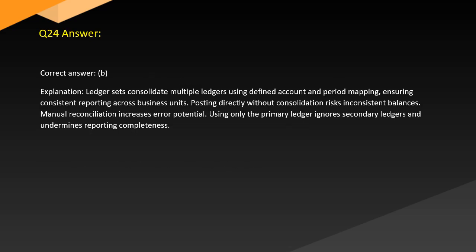Answer. Correct answer: B. Explanation. Ledger sets consolidate multiple ledgers using defined account and period mapping, ensuring consistent reporting across business units. Posting directly without consolidation risks inconsistent balances. Manual reconciliation increases error potential. Using only the primary ledger ignores secondary ledgers and undermines reporting completeness.